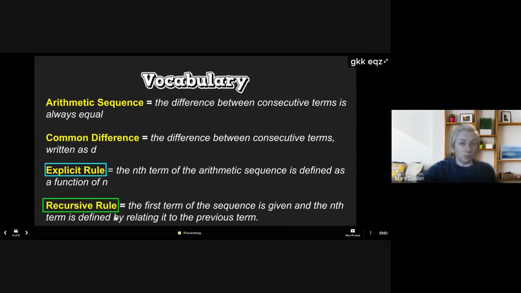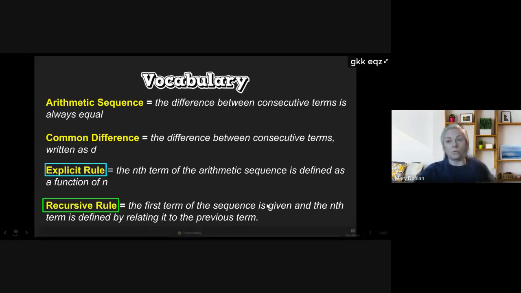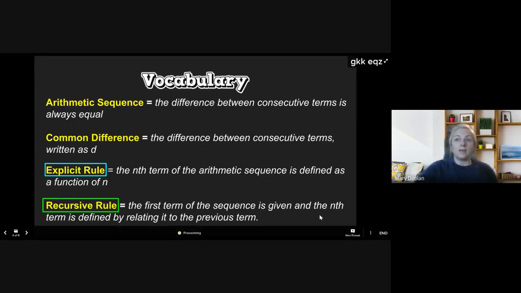A recursive rule, the first term of the sequence is given. So you will be given f of 1 equals something, or whatever the first value is. And then the nth term is defined not as a function of n, but by relating it to a previous term. So this is the recursive type of rule and the explicit type of rule.